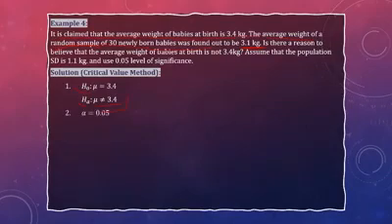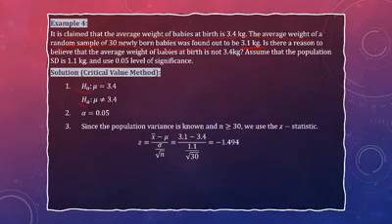Next is to determine our level of significance. So it's already given in this example that our level of significance is 5/100. Okay, next. Since the population variance is known and our sample size is greater than or equal to 30, since our sample size in this example is equal to 30, we're going to use the Z statistic.